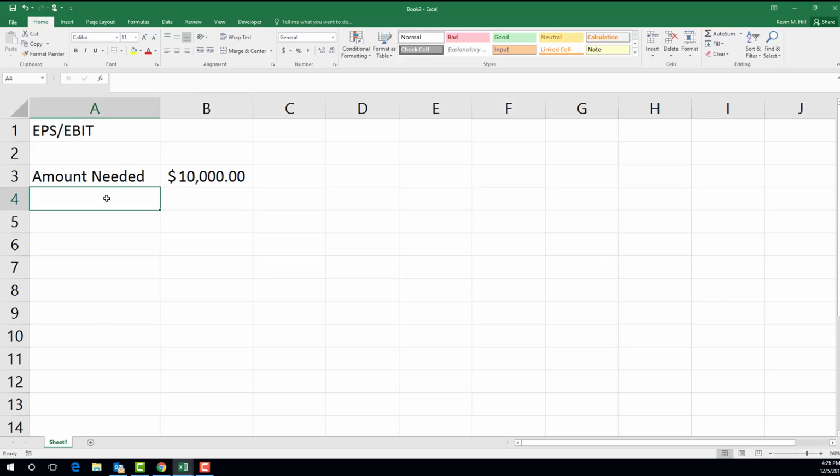And so that's where we get the amount needed. Now, interest rate. Where do you get interest rate? Well, this is just the current cost of money. It's your current cost of money.